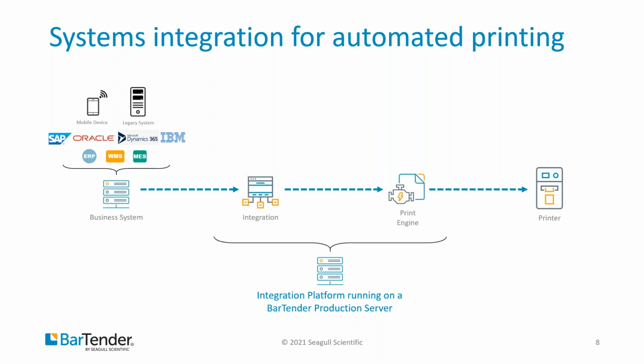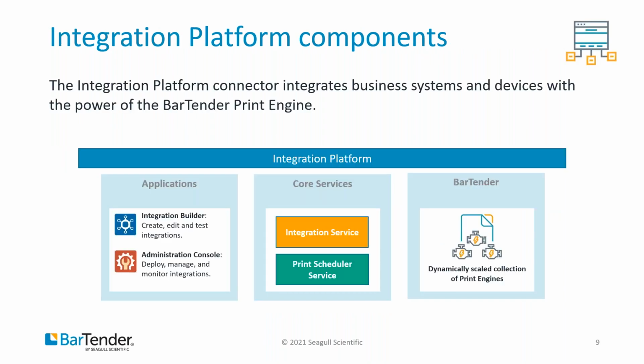And of course, as was intimated from the previous slide, we are receiving a message from that business system. We built an integration in the integration platform, which is actively listening for that event message. And when it receives it, it can then perform actions, which is typically to print a BarTender document. To do this, we make use of the BarTender print engine, and the document is printed and sent to the target printer using the Windows Print Manager.